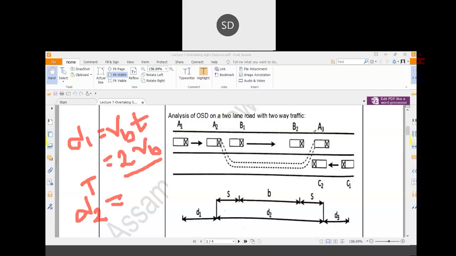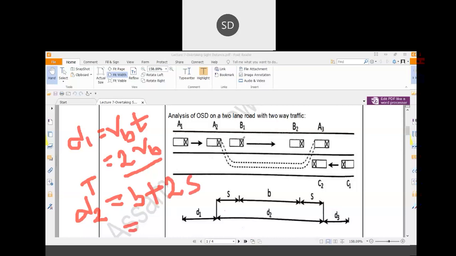That safe distance is basically called the spacing, and the empirical formula for the spacing is 0.7 V_B plus 6. Okay. Now your D2 is nothing but your B plus 2S. Now you know what the value of S is. Okay. Now, what is B?